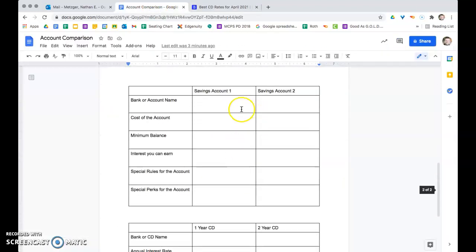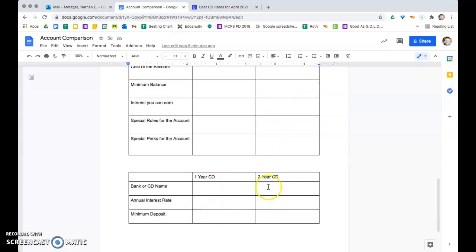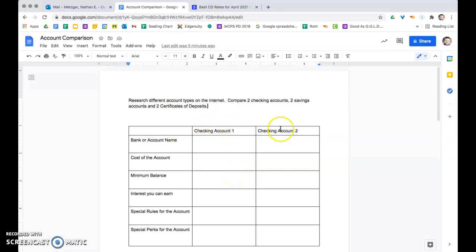Remember, again, don't be afraid to make a mistake in these charts. It's okay. Just simply grind through each one, find a savings account, and then find all the information for that one. Then go find a separate savings account. Find all the information for that one. 1 year CD, 2 year CD, and then also your checking accounts.